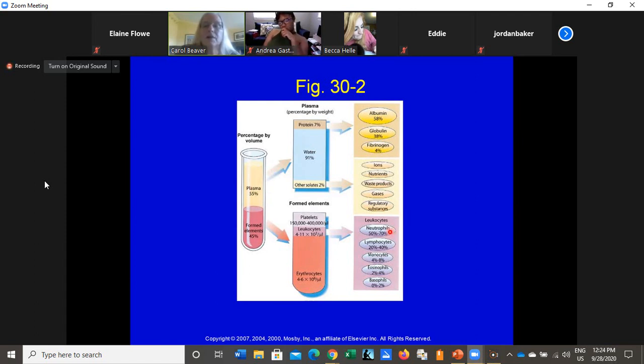And so our leukocytes, we got our 50 to 70% neutrophils. Lymphocytes are next, so 20 to 40. Monocytes are 4 to 8. Eosinophils are 2 to 4. Basophils are 0 to 2%. So that just gives you an idea, but you don't have to memorize that one yet, but I would memorize the neutrophil part for sure.